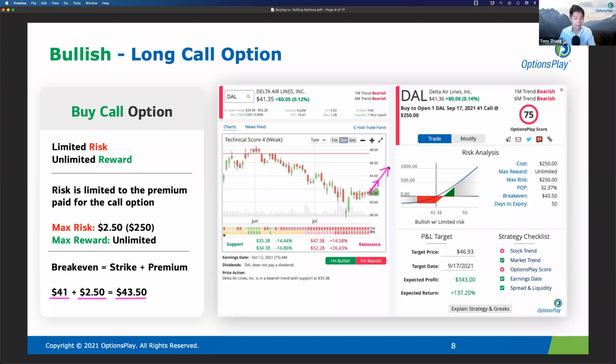What that means is that I have to actually believe the stock is going to exceed $43.50 before I make a single penny. The stock can actually move higher, maybe it moves to 42.5, 42.75, 43. And even if it moves in the directional view that I have, which is a bullish view, I can still lose money on that trade. That is the drawback you have here with buying a call option.